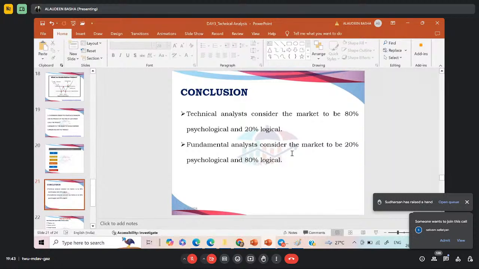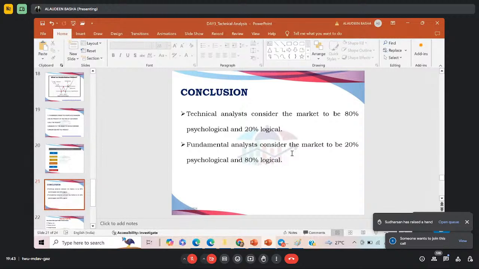Again, my suggestion is that you start your stock market life as an investor using fundamental analysis. Once you have been through the stock market, even 6 months or 1 year, then you can consider technical analysis. Don't go directly with technical analysis. That means don't act as a trader at the starting stage. Okay, so it is my point of view. I hope the technical analysis part from the past 1.5 days of class will help you.